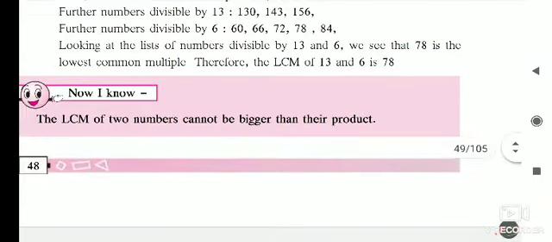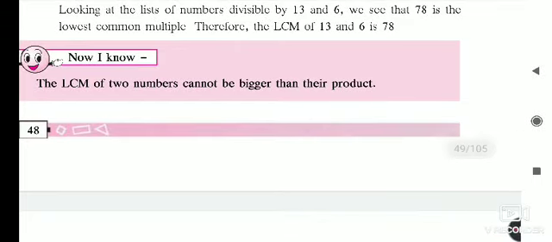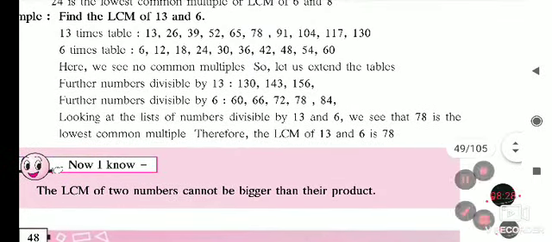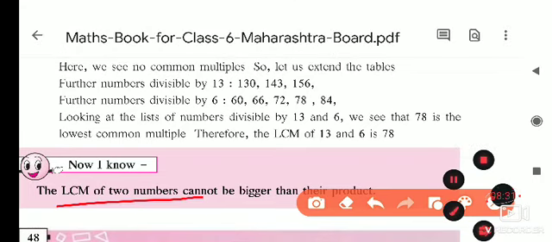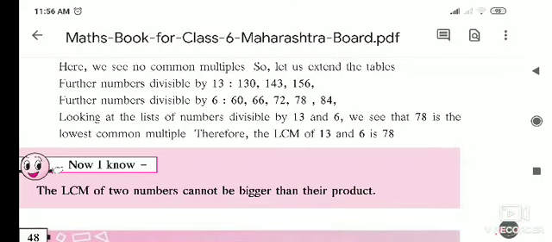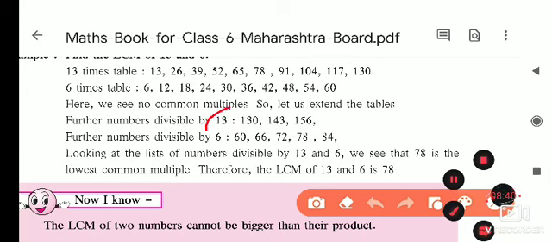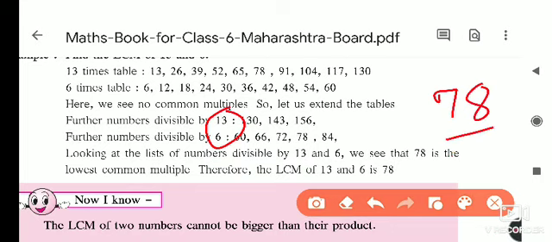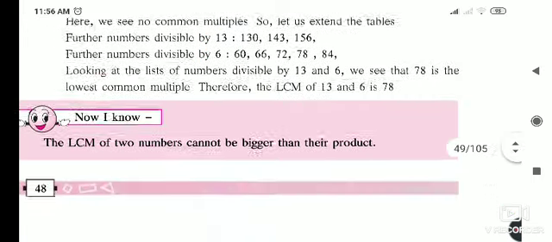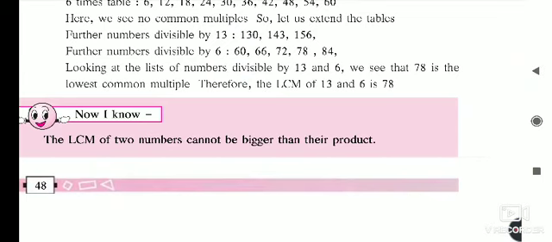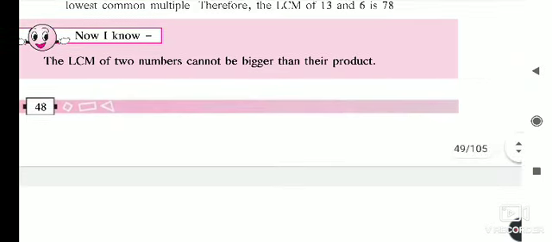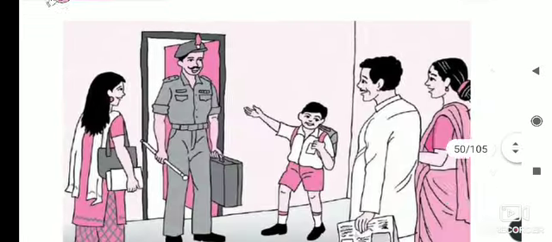Next, the LCM of two numbers cannot be bigger than their product. That thing we have to keep in mind, that the LCM of the numbers is not bigger than the multiplication or product of both numbers. Means here 13 times 6 is 78, and we got the LCM 78 only. Otherwise the product of any two numbers is greater than or equal to the LCM of those two numbers.